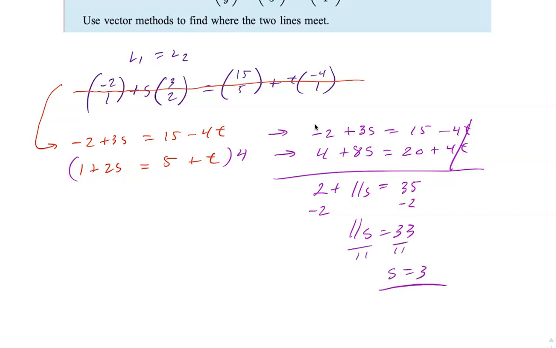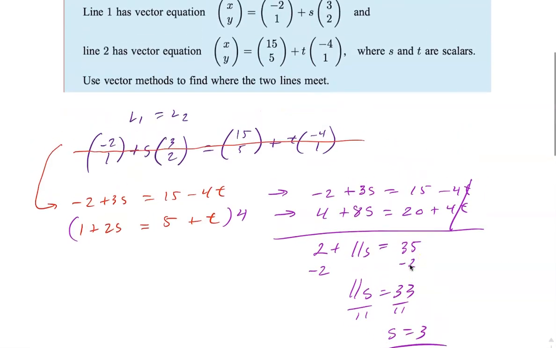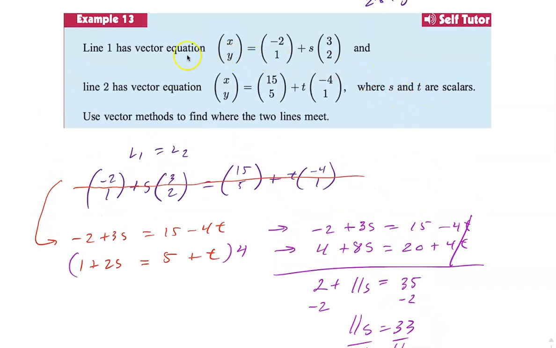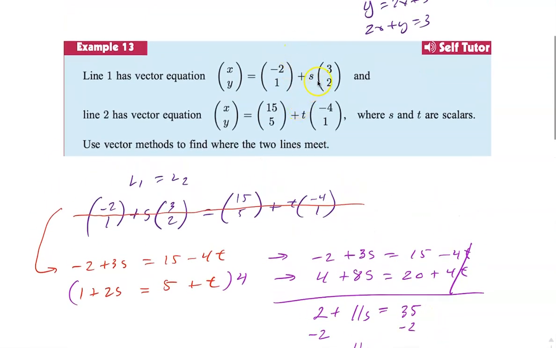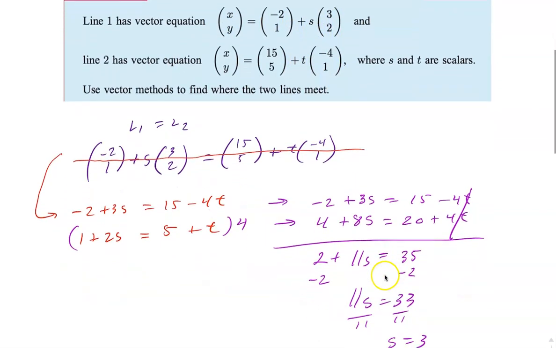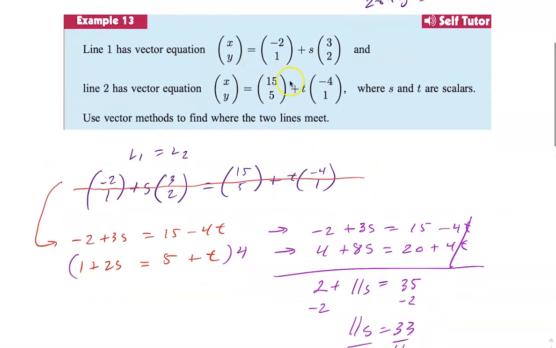Now, this is very important. You have to make sure about the answers. A lot of people want to stop here. That was not the question. The question was to use a method with vectors to find where the two lines meet. So what we just found is when line 1 hits line 2. It takes line 1 3 seconds, let's say, to hit line 2. If I went back and found t, I'd be finding how long it took line 2 to hit line 1. But that's not the question. It's where these two lines meet.